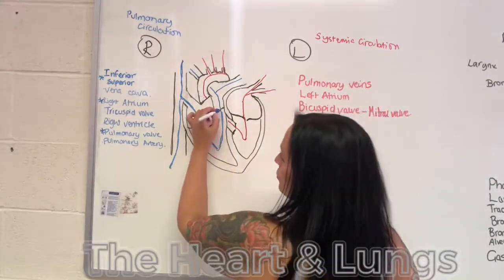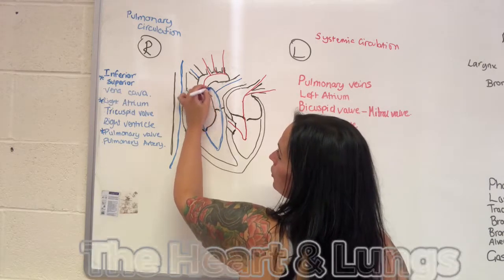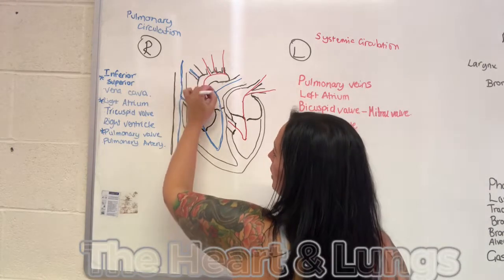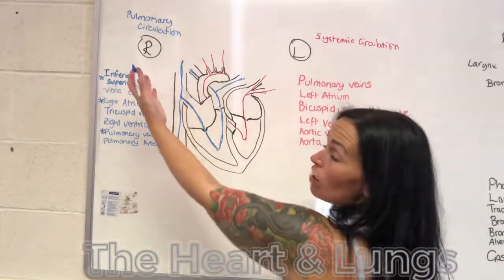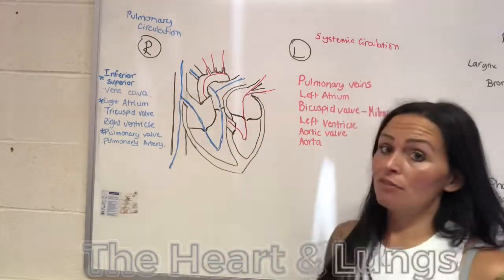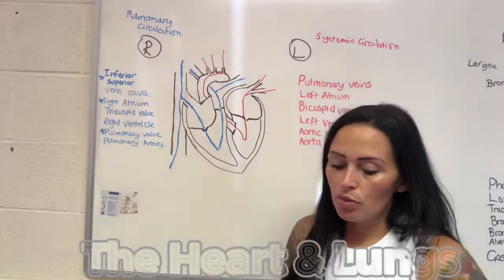So, through the pulmonary valve and into the pulmonary artery. Now this pulmonary artery then branches off into two different directions. One going to the right lung and one going to the left. So then the blood goes to the lungs.